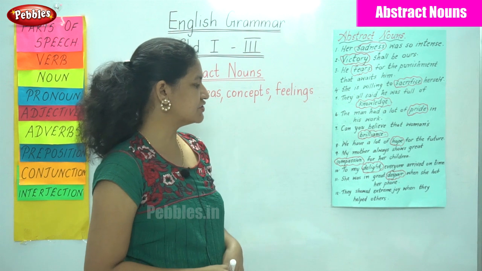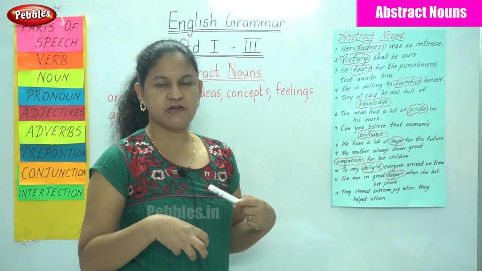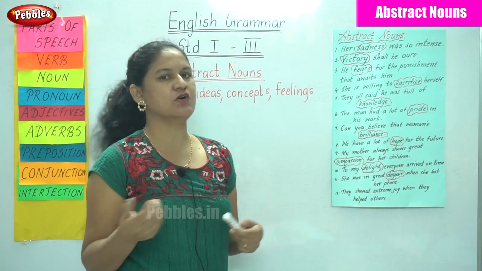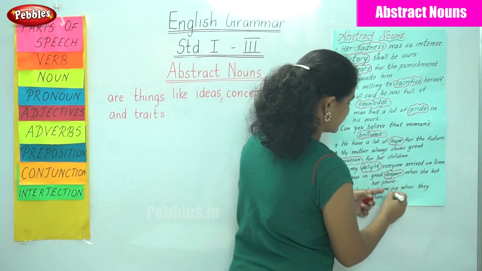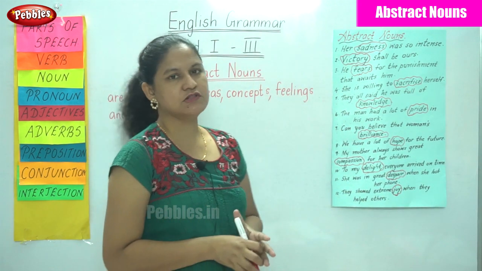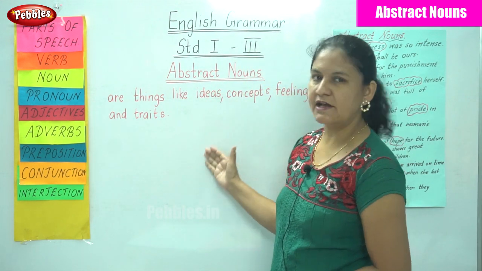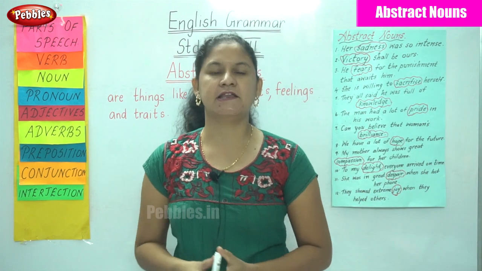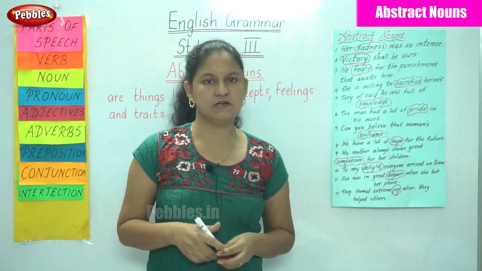They showed extreme joy when they helped others. Again, joy is an experience that we feel within us and it can only be felt but cannot be seen or touched. So the word joy is the abstract noun in the sentence. So these are all the abstract nouns. Abstract nouns are things like your ideas, your concepts, your feelings and your traits, and can only be felt by a person but cannot be seen or touched.